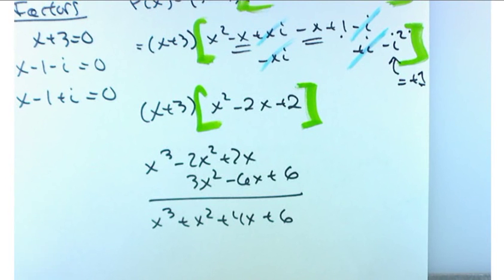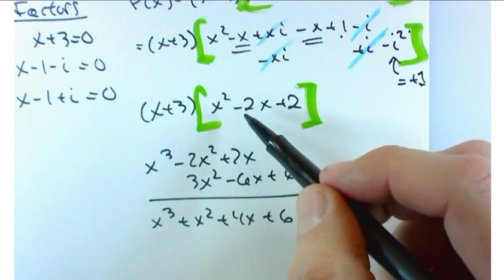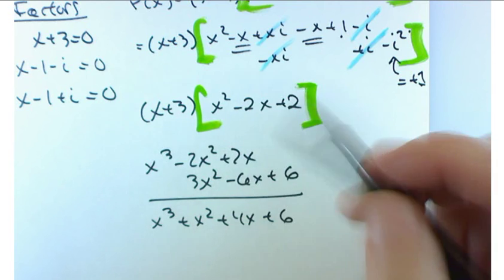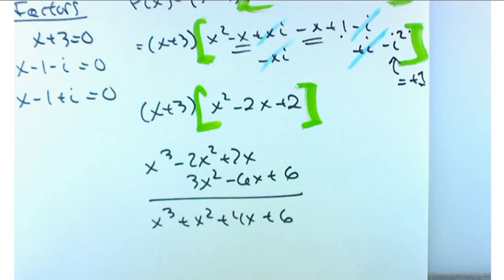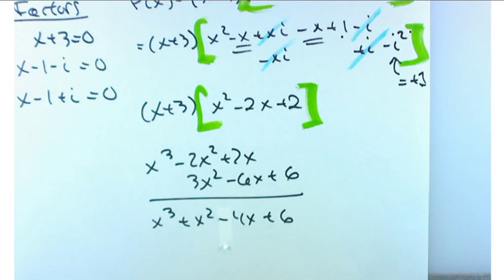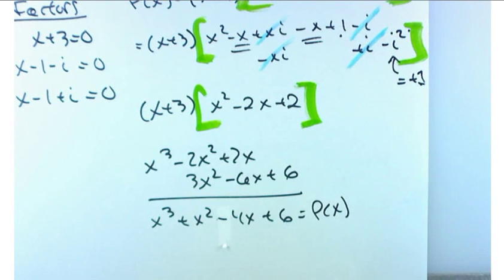Which part? Minus 4. Oh, minus 4x. Yeah. Thank you. Minus 4x. I was looking at that going, something doesn't look right about the signs. So thanks. Appreciate you catching that. So there's your polynomial, P of x.